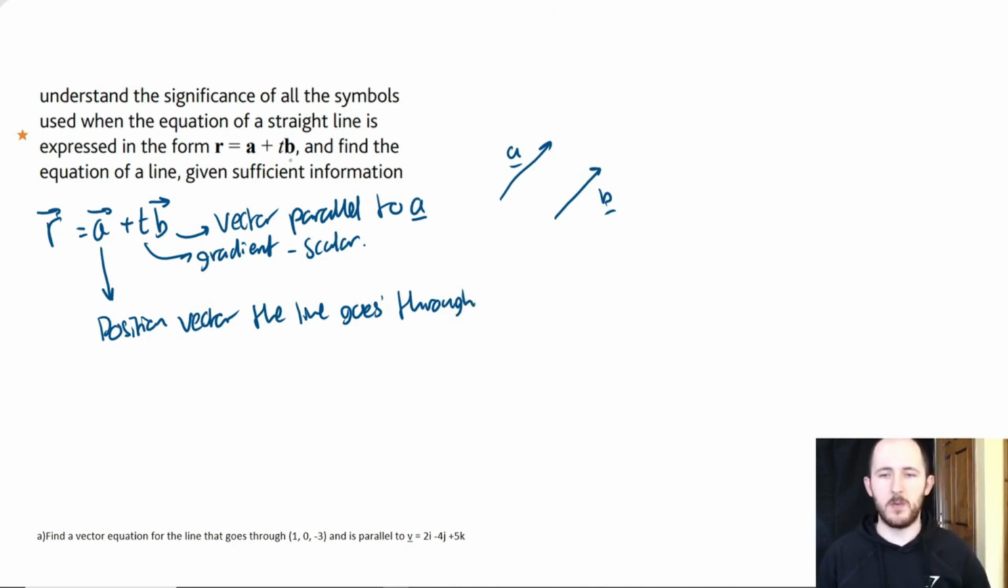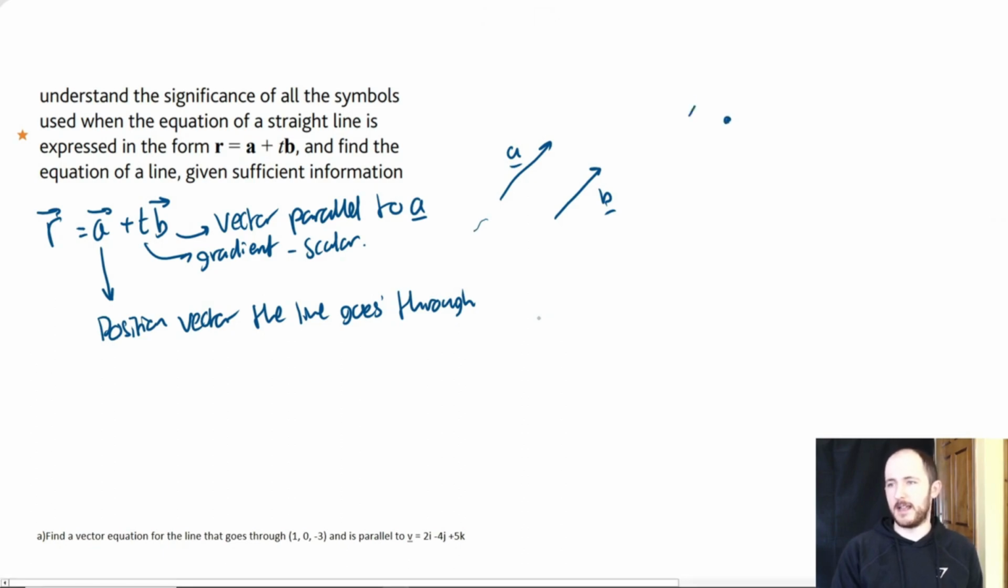So if you remember, when you wanted to work out the equation of a straight line in normal terms, you would need a coordinate that the line passes through, and you'd need the gradient, right? Or you can have the gradient and the y-intercept, for example. It's essentially the same for a vector equation, okay? Except you need a vector that's parallel to a vector that the line goes through. So the line goes through a.